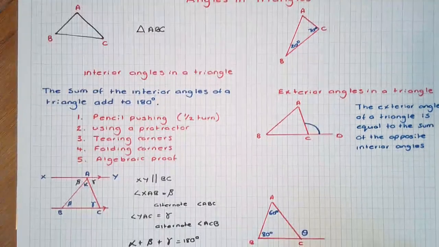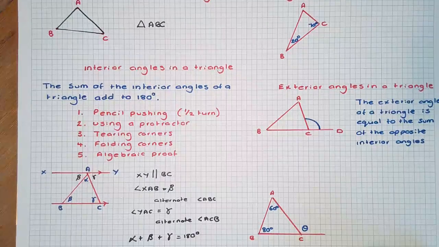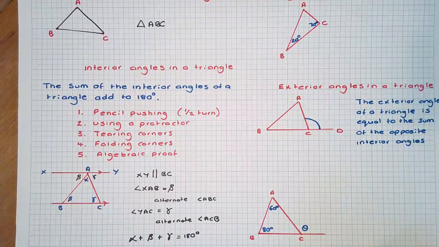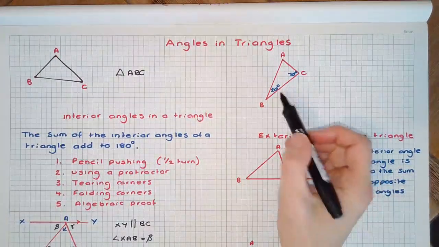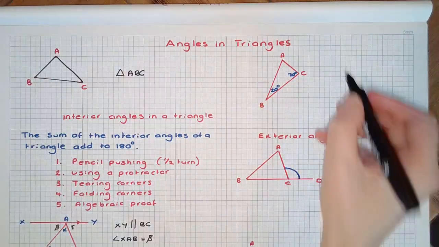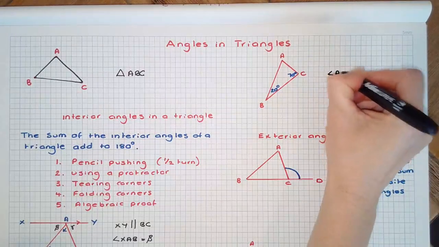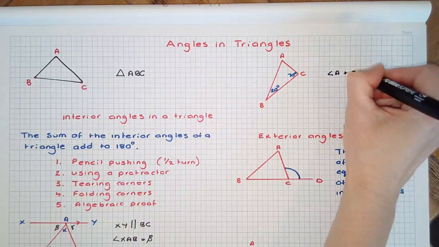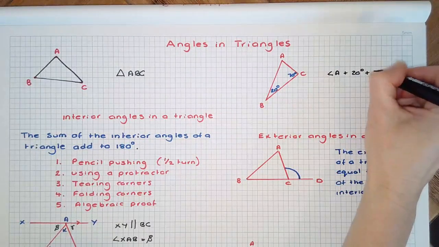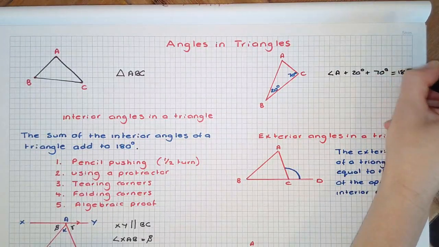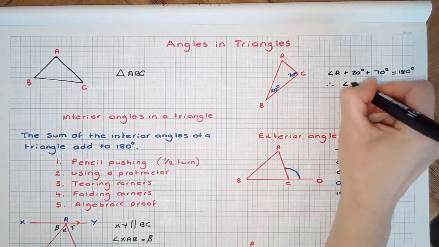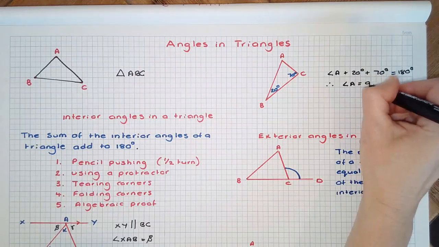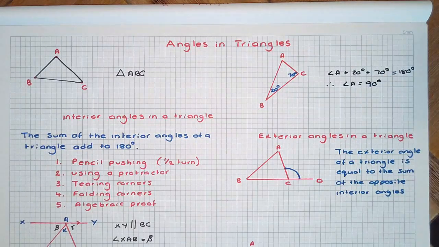Now, we can use that information to find the magnitude of an angle that's missing in a triangle, such as in this example. We know that angle A plus the 20 degrees plus the 70 degrees equals 180 degrees. Therefore, angle A must equal 90 degrees to make that equation true.